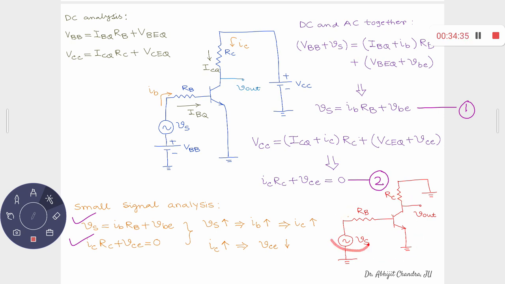You have VS over there, you have RB over there, the emitter is grounded, and then RC, and then this is surprising. This part is okay, but this part is surprising, no? You have a VCC supply there, but this time this VCC supply is connected to ground. So this is the combined circuit. And lastly, we have also seen the corresponding DC biasing. That means it looks something like that. For DC biasing, how does it look? That was the DC biasing circuit, no?